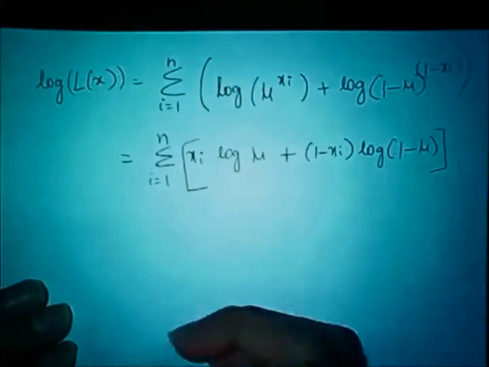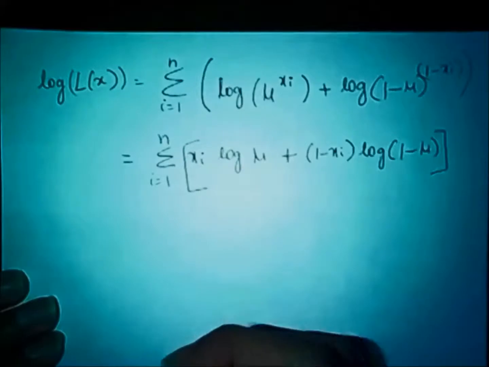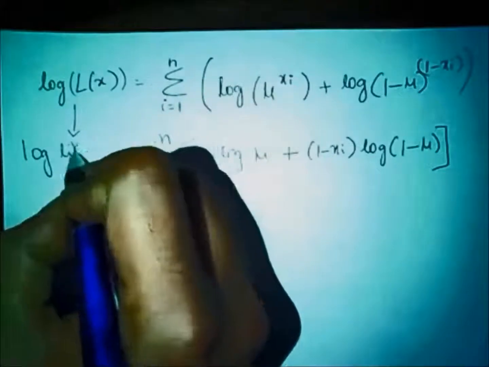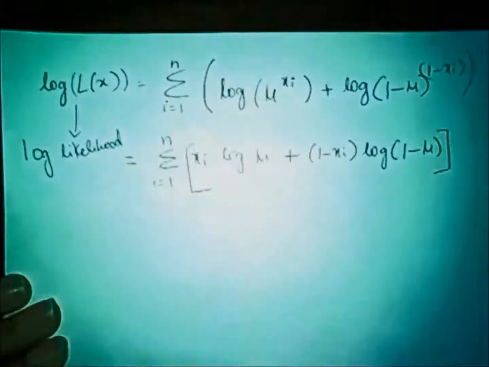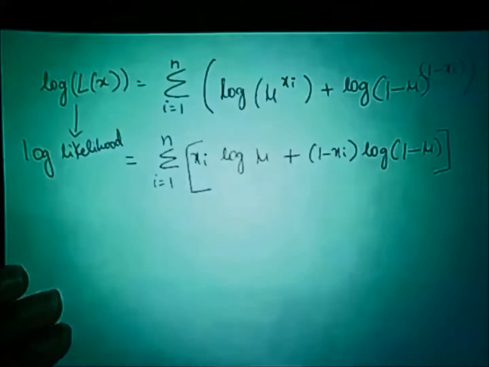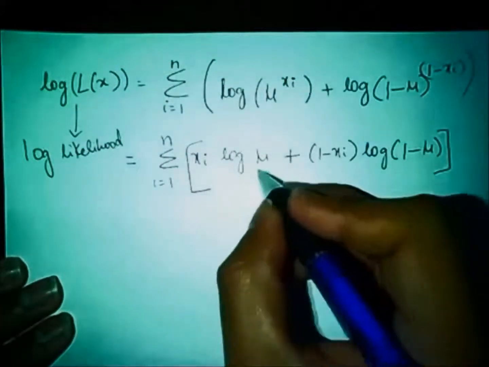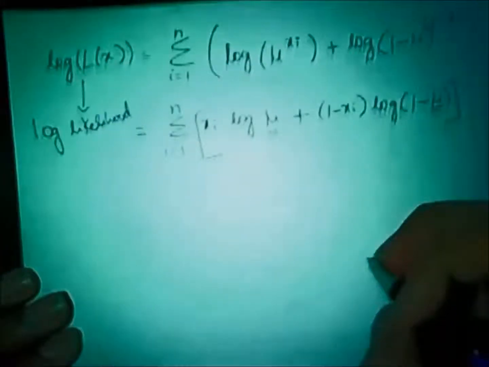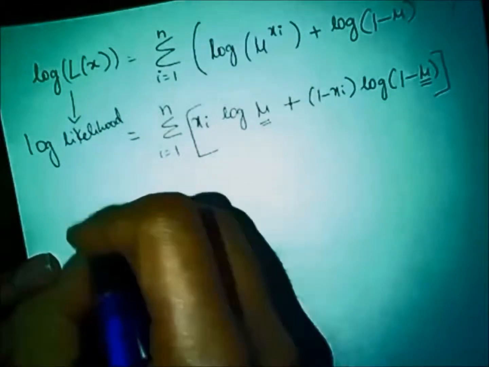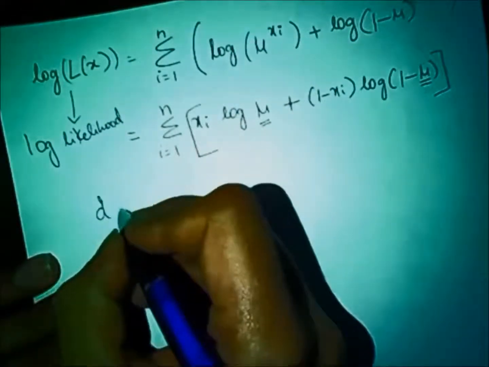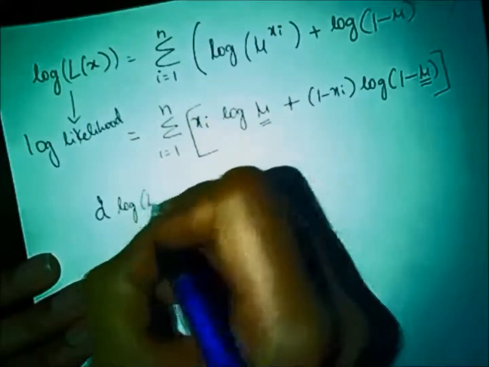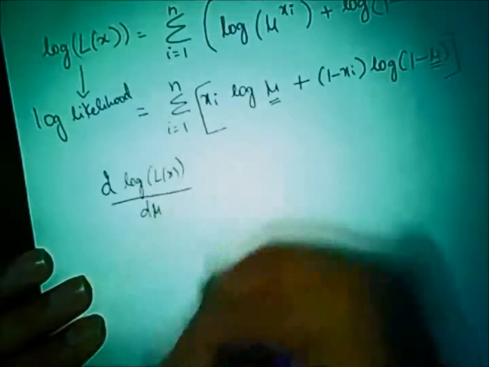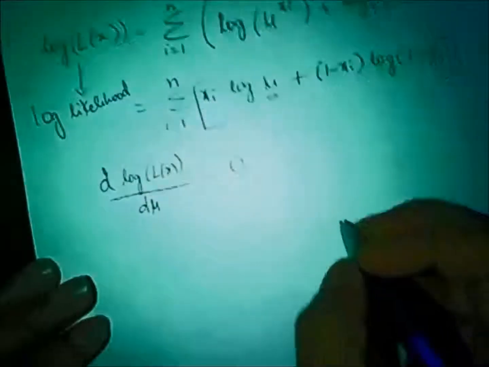Now how do we maximize the log likelihood function? So this is called the log likelihood function. So one way to maximize it is to take the derivative of the log likelihood with respect to the parameter that we want to choose and then set it to 0. So we are going to do that now. We are going to differentiate the log of the likelihood function over the parameter, and we are going to set it to 0.